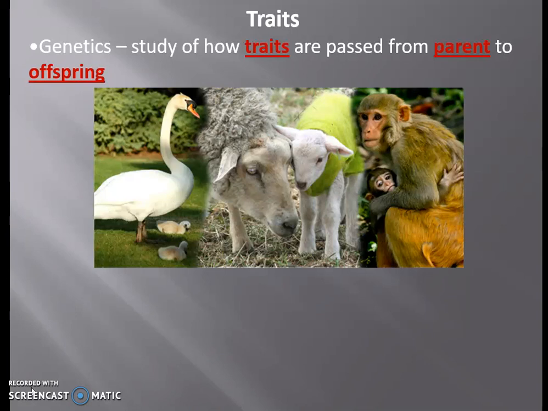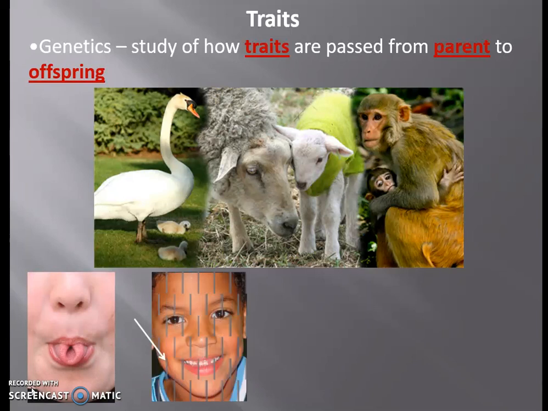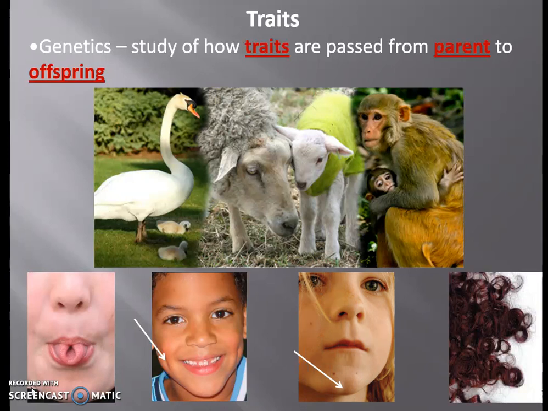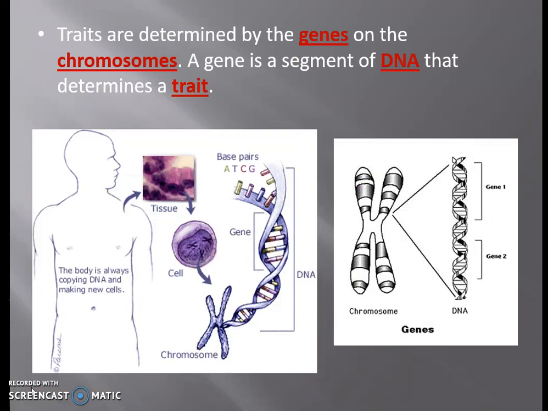The traits can be different, like whether you can roll your tongue, the dimples in your cheeks, how your chin looks, and the color of your hair. These are some of the traits which are passed from the parents to the offspring. Now the question comes: why are these traits passed from one generation to the next? We are going to find the answer to this question in this video. Traits are determined by the genes on the chromosome.